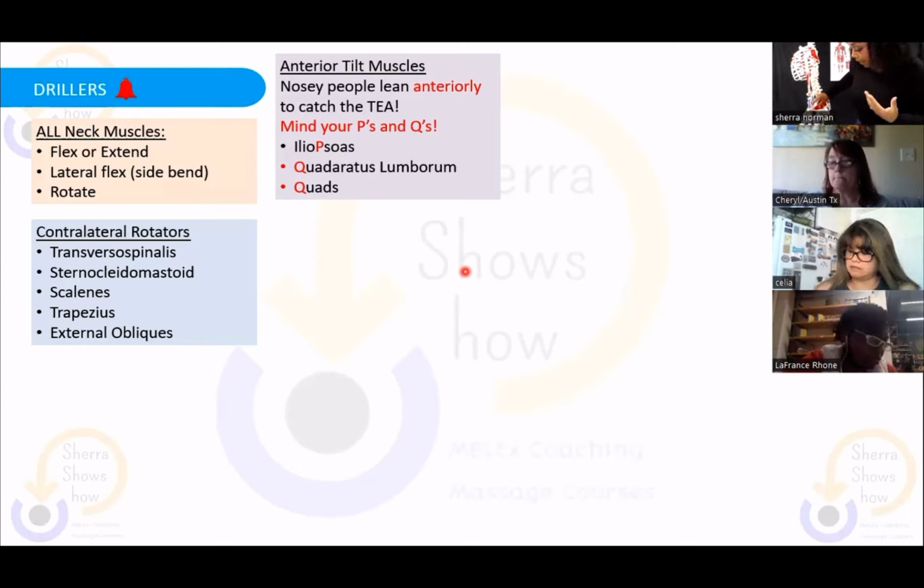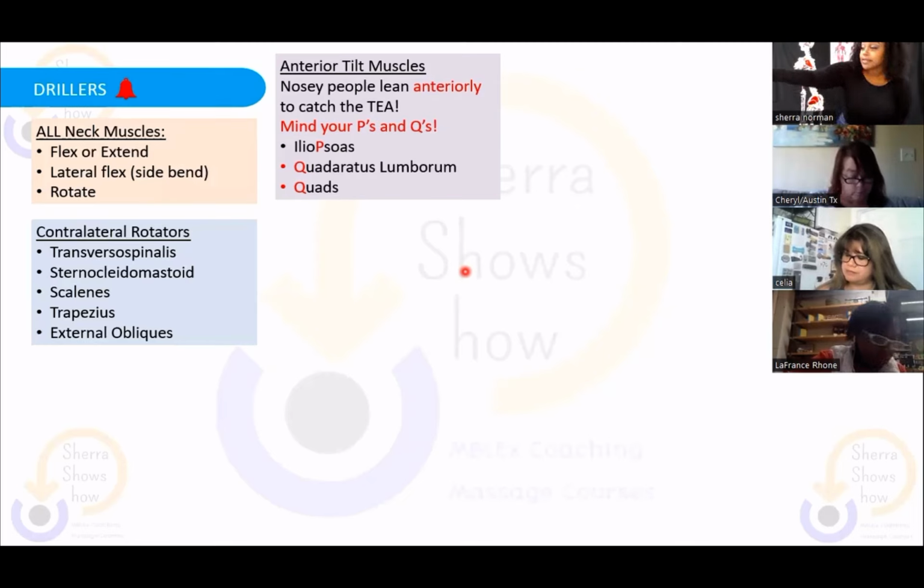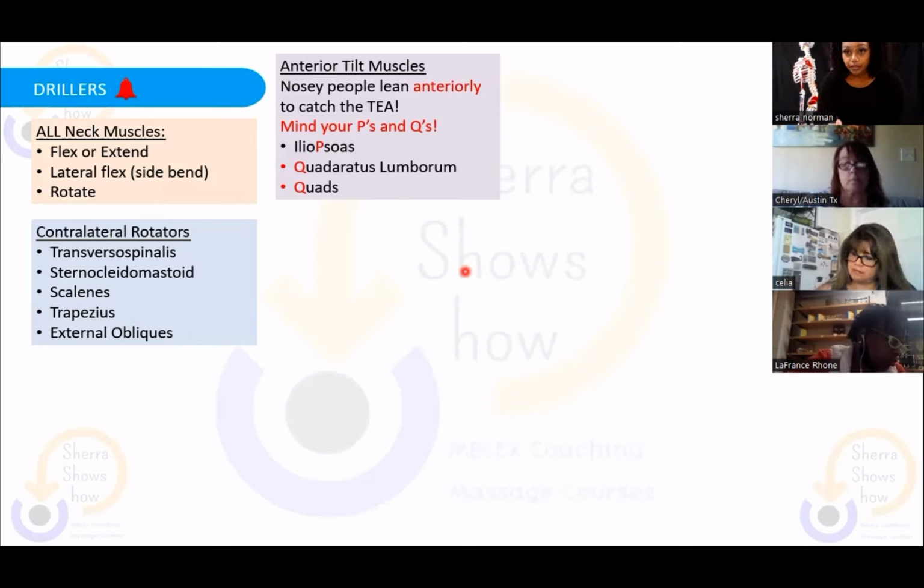I came up with a mnemonic that helps my students remember. Nosy people lean anteriorly. So mind your P's and Q's. If you've ever heard the expression, mind your P's and Q's, mind your pints and quarts, right? You're in the pub drinking your beer, you mind your pints, you mind your quarts. Don't worry about what's going on over here. So nosy people lean anteriorly and you tell them mind your P's and Q's. So psoas, there's your P. Quadratus lumborum and quads are all your anterior tilt muscles.